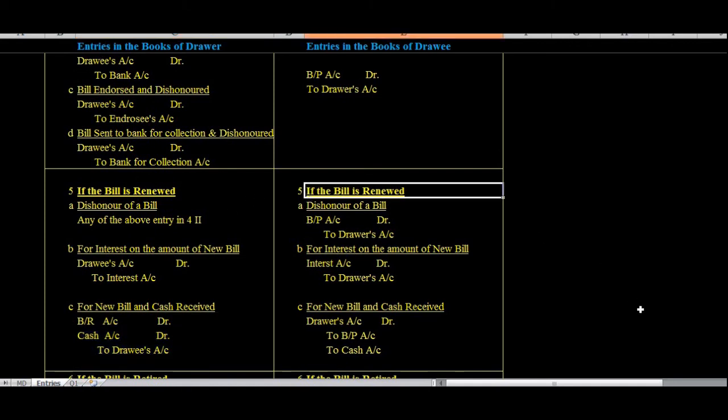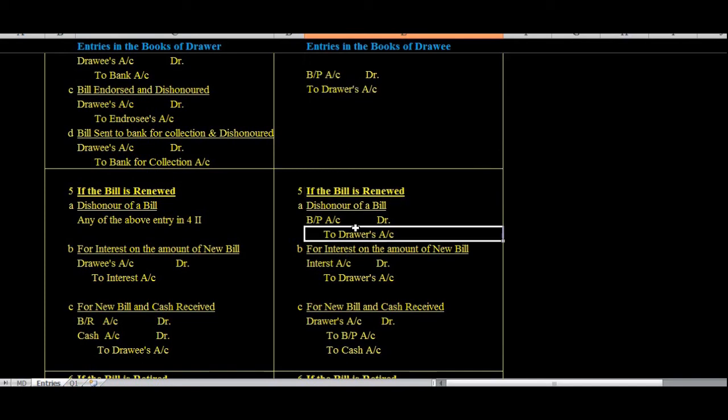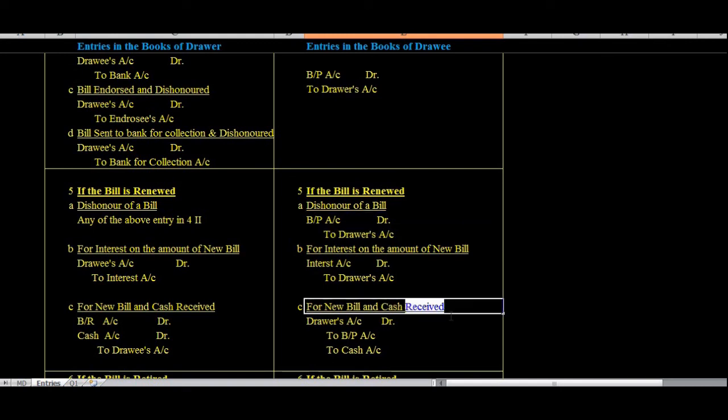When we go to the books of drawee, guys, every entry, just reverse them. This is exactly the same entry of dishonor. Here you can see the same entry for dishonor, bills payable to drawee. Interest will become interest to drawer. It is exactly the reverse entry. And same is the case for new bill and cash. Okay, sorry, it's not cash received, it's cash paid. Same entry: drawer is the receiver, to bills payable to cash because it goes out. Alright, so these are the 3 entries that we do for renewal of the bill.